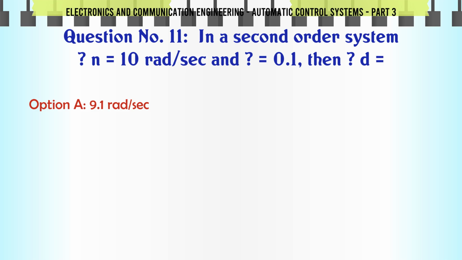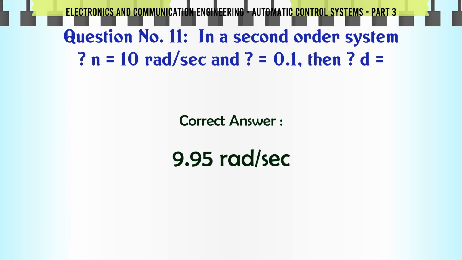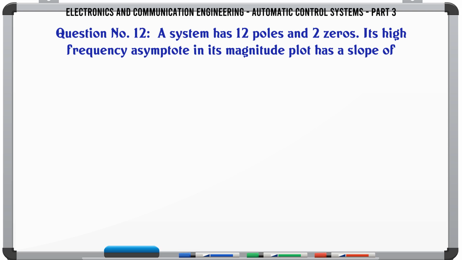In a second-order system, ωn is 10 rad/sec and ζ is 0.1, then ωd is A. 9.1 rad/sec. B. 9.95 rad/sec. C. 9 rad/sec. D. 1 rad/sec. The correct answer is 9.95 rad/sec.